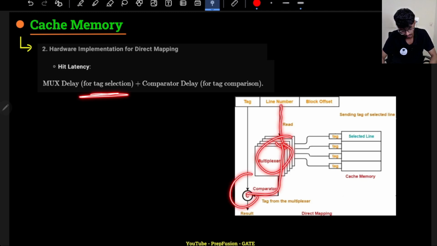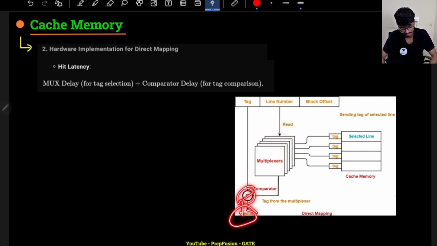Then again I have to compare with the comparator, so I have to wait for the comparator as well. Then only ultimately I will get the result. So total delay will be mux delay plus the comparator delay. This will be the hit latency. This is hit latency because of course the result will not come instantly. I will have some delay to get the result. So that's why it is called latency, hit latency.